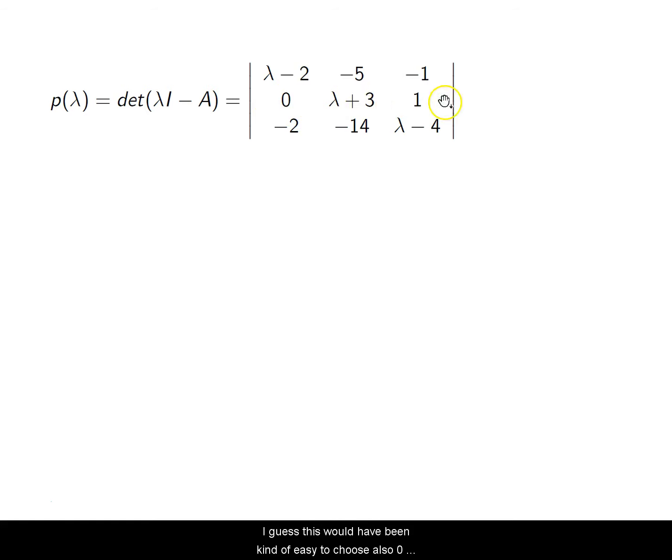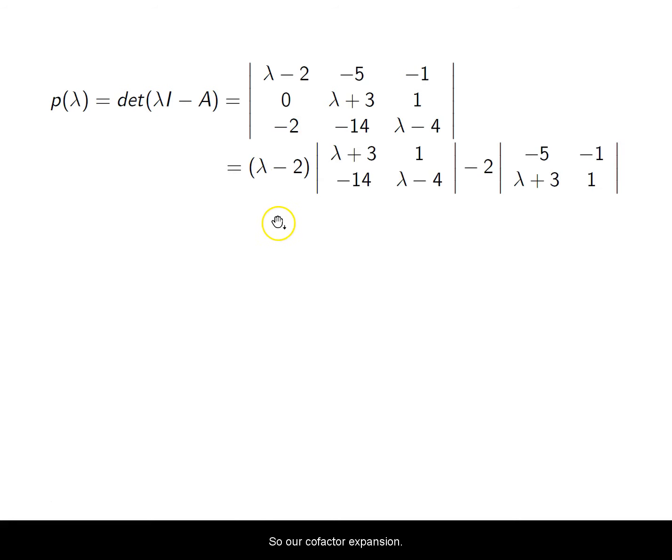I guess this would have been easy to choose also: 0 for the first one, and then a lambda, and then just a 1. It doesn't matter which row or column we go down, but we try to choose the easiest one. I chose this one. In hindsight, maybe this one would have been better, the second row, with the 0 and the 1 in it. Oh well, okay.